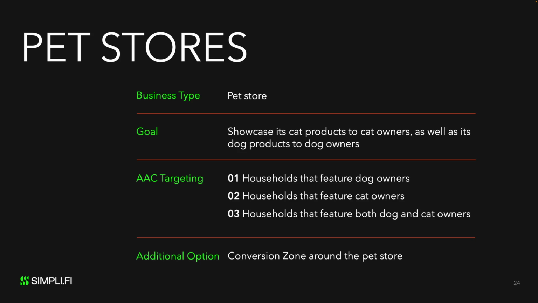Here are some ways that a pet store can showcase cat products to cat owners or dog products to dog owners. Households that feature a dog, or households that feature a cat. Well, technically it features the dog owner or a cat owner, but I mean, that would imply that there's a dog or cat there, right? Or for that matter, we could even go after those crazy households that have both a dog and a cat.